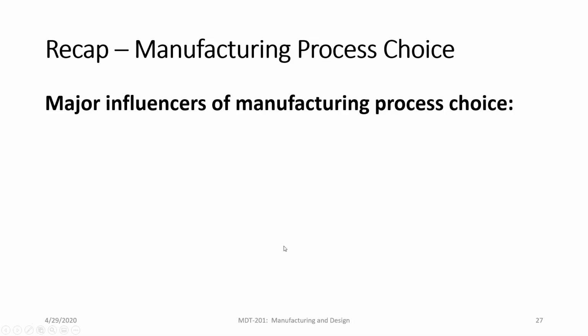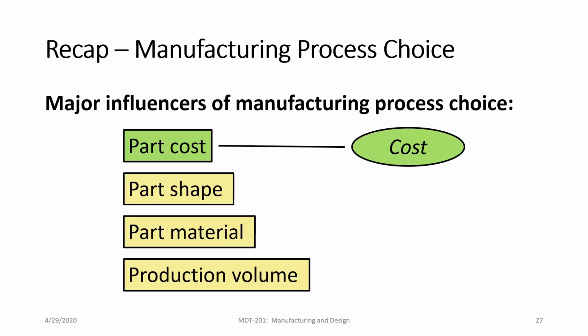So to recap, then, the major influencers of the manufacturing process choice are part cost. Okay, that's the first one. Whether you're designing something for a mass market or a custom level is going to open up or restrict the world from which you choose your manufacturing process from. The other three are part shape, part material, and production volume.